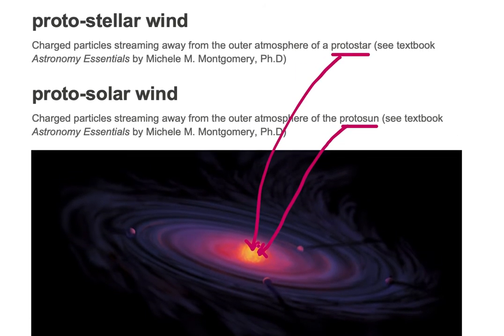We really can't see the proto-objects in the center. They're enshrouded by the accretion disk. But we do see the heat leaking off of the protostar or the protosun.